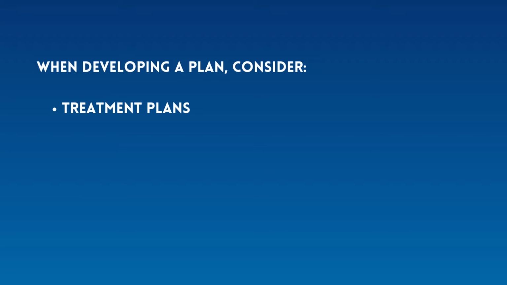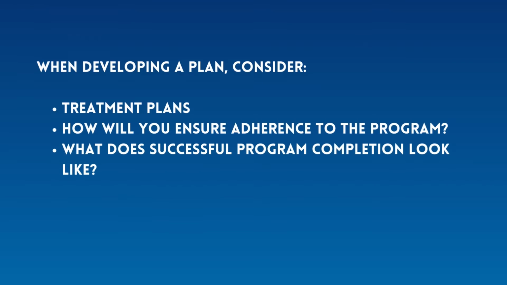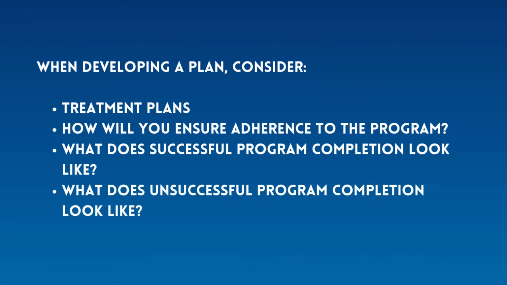Treatment plans. Are they highly individualized and adaptable to change during the program? Do they address the criminogenic needs with an array of services? How will you ensure adherence to the program? Will you use sanctions, incentives? What does successful program completion look like? What does unsuccessful completion look like? You might need to determine the agreed upon plea arrangement or any other alternative outcome if a participant fails to complete the program.